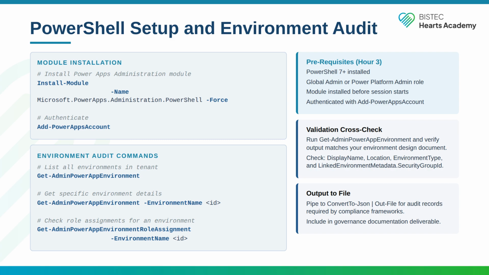Get-AdminPowerAppEnvironment returns all environments in the tenant: name, type, Dataverse status, region, creation date. This is your ground truth for the environment inventory. Get-AdminPowerAppEnvironment with a specific environment name returns the full detail record. Get-AdminPowerAppEnvironmentRoleAssignment returns the role assignments for an environment. Who has what access? Expressed in machine-readable form.